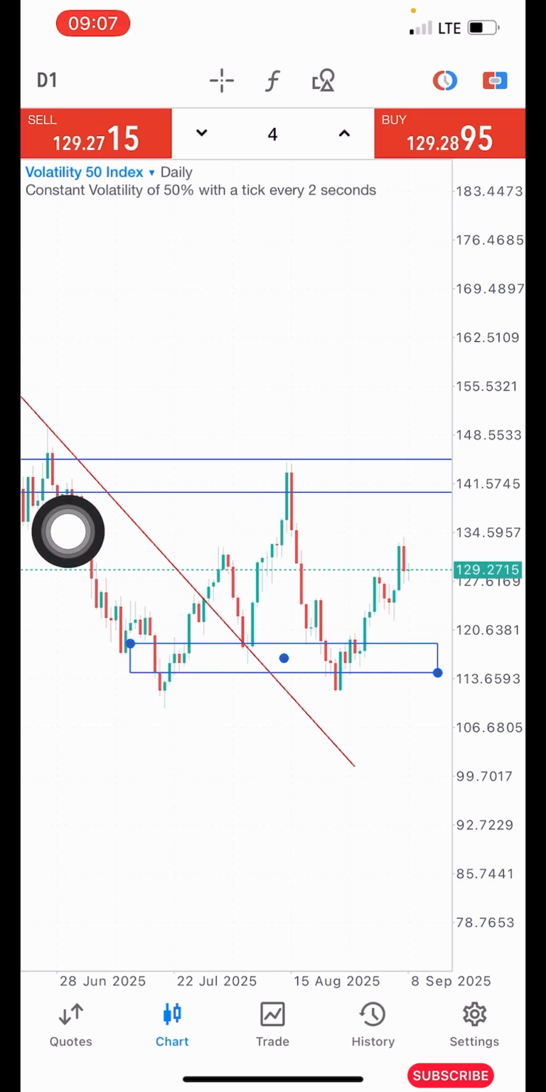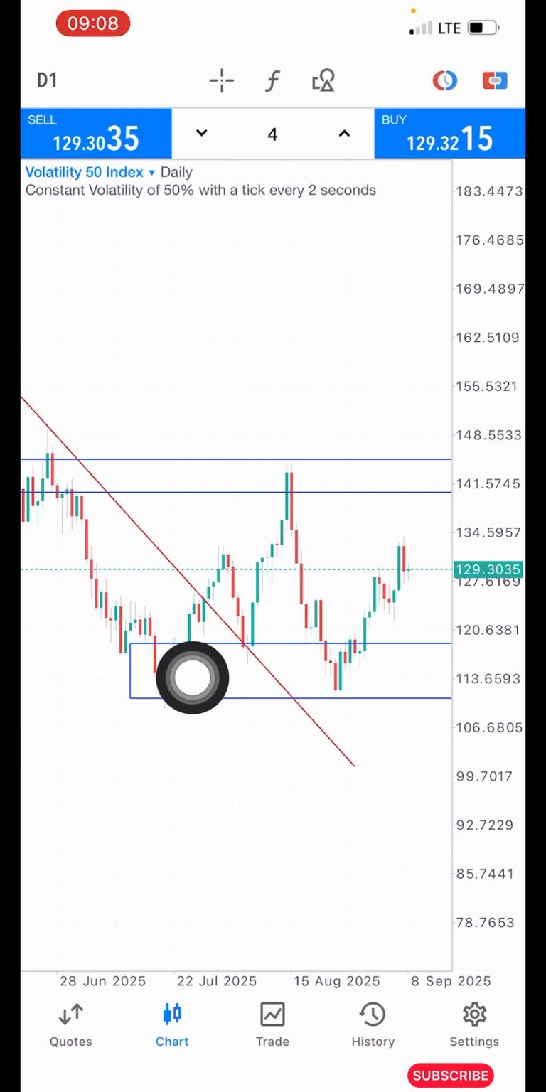There is a support and resistance zone here. Price found support, bounced, broke our trend line, came back down again and found this support again. It bounced to this place, then price got rejected, found support again and bounced.